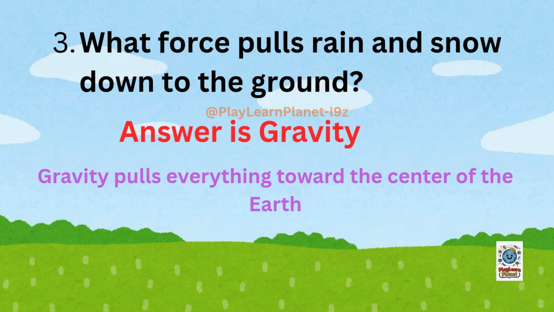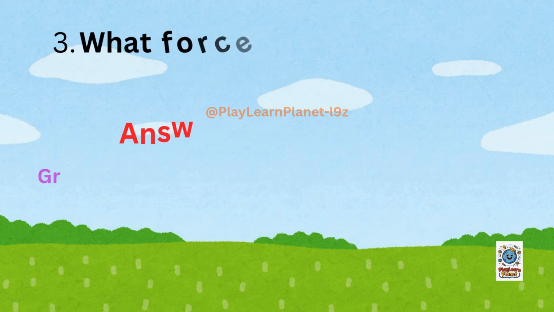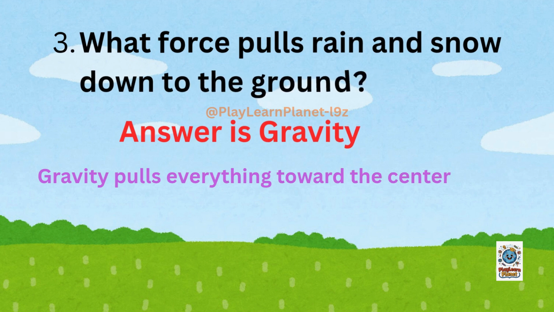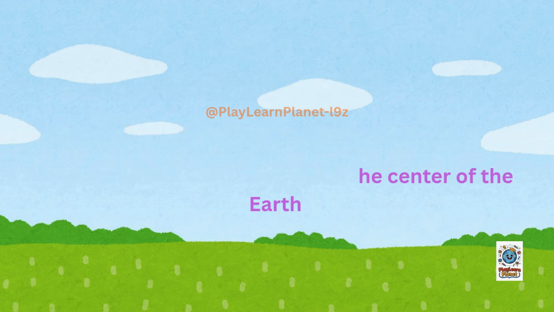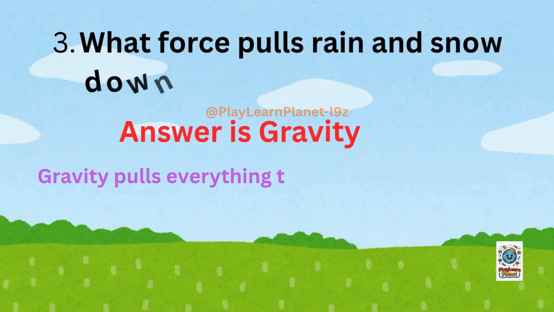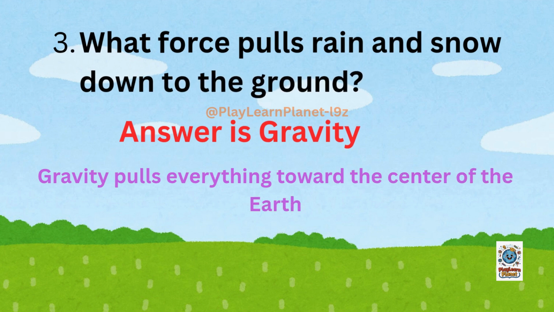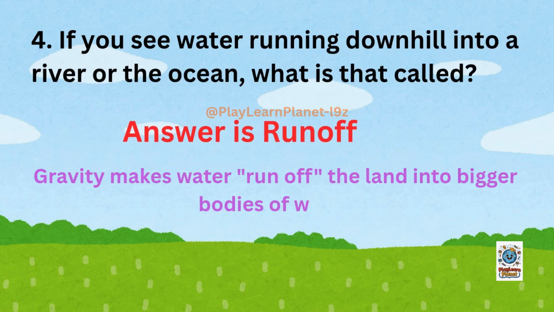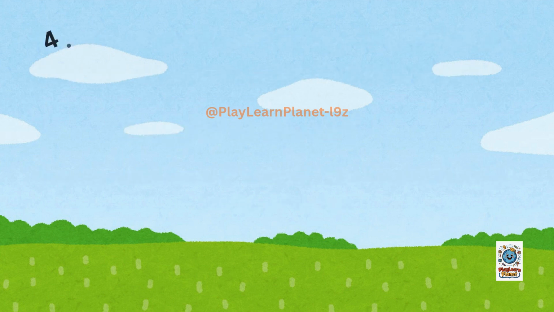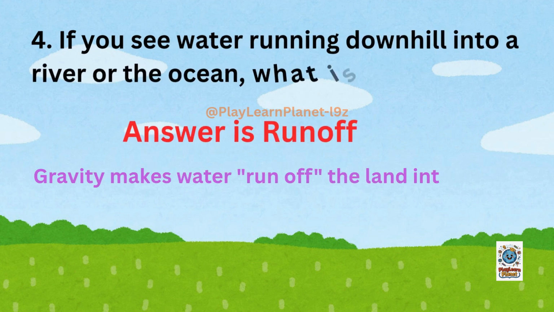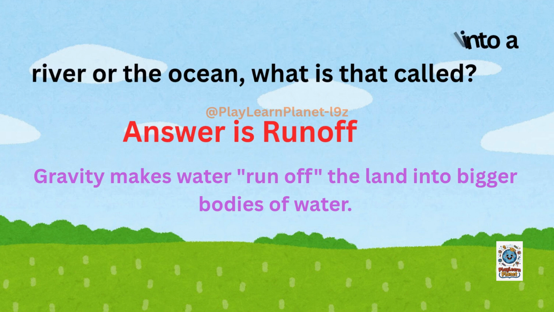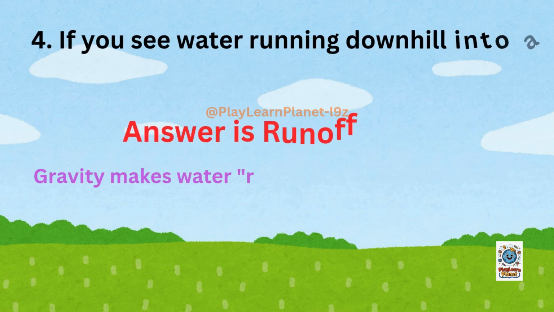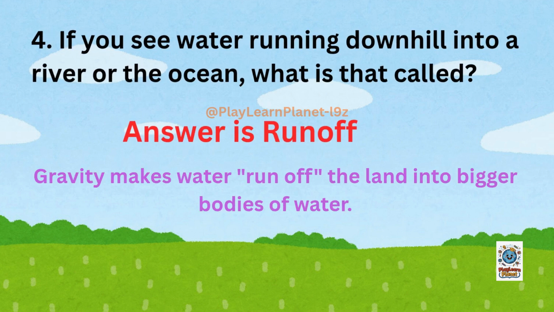What force pulls rain and snow down to the ground? Answer is gravity. Gravity pulls everything toward the center of the earth. If you see water running downhill into a river or the ocean, what is that called? Answer is runoff. Gravity makes water run off the land into bigger bodies of water.